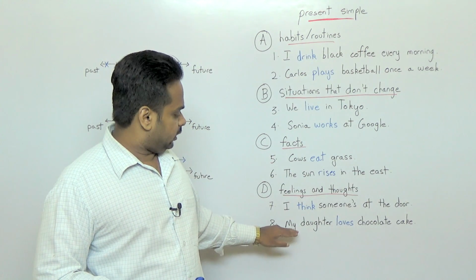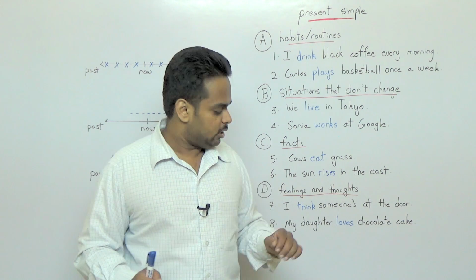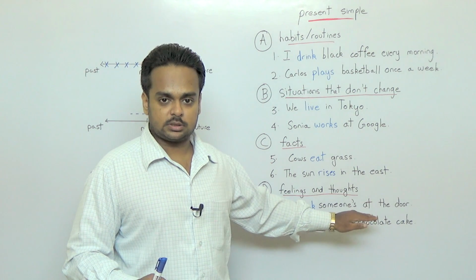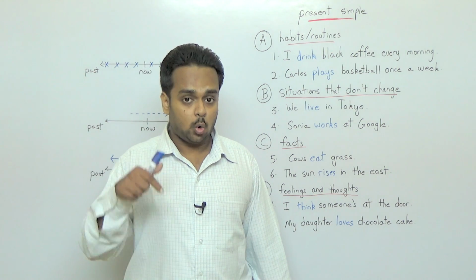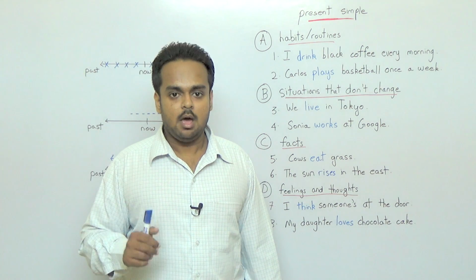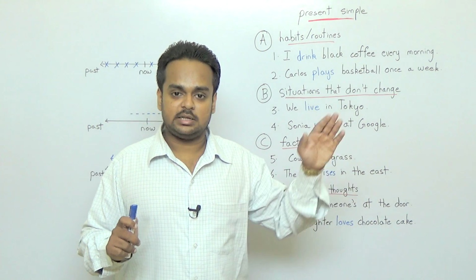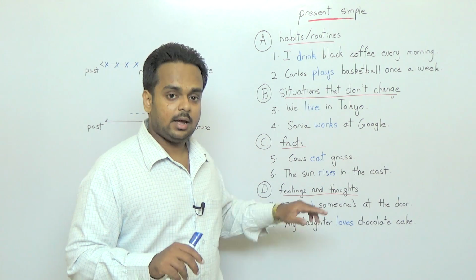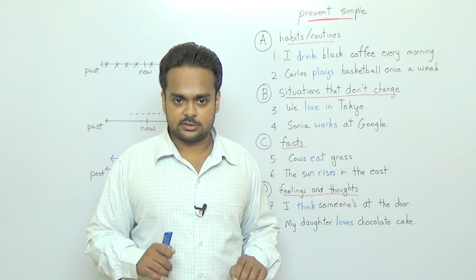So for example, in number 8, my daughter loves chocolate cake. So there's a feeling verb, love, and I use the present simple tense. Notice that in this sentence, I am thinking right now. Okay? But still, I am not saying I'm thinking someone is at the door. That is wrong. Because the verb is think, and we use it in the base or the present tense form.